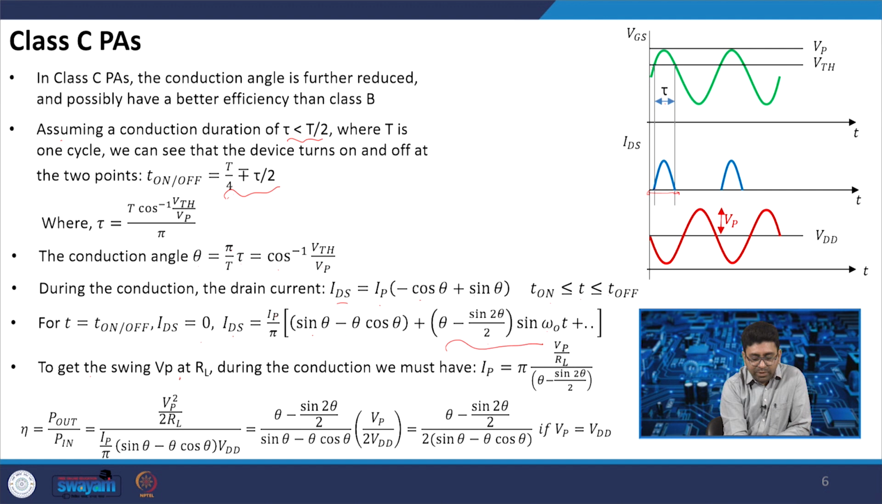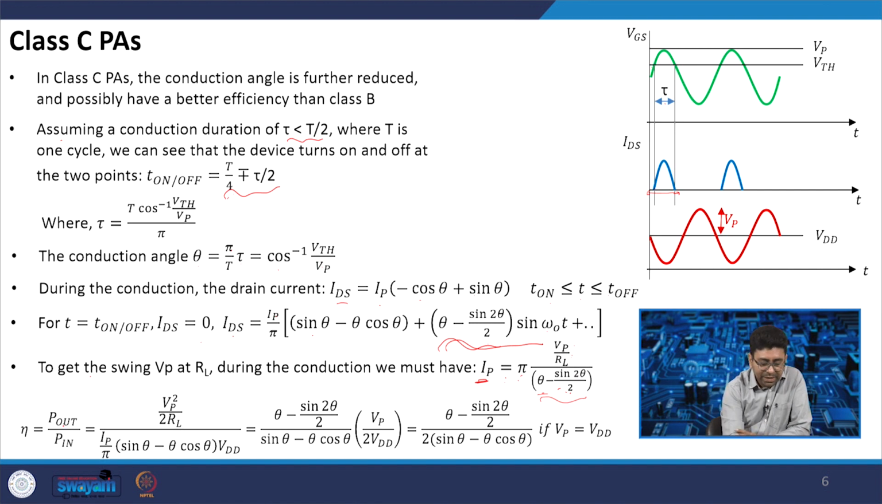So, to get the swing Vp at the RL during the conduction, we must have Ip equal to pi into Vp by RL divided by theta minus sin 2 theta. As we have seen in class B, this is the fundamental tone we need to consider. So Ip is given by pi into Vp by RL by theta minus sin 2 theta by 2, because the current IDS is only provided during this period and it is divided by this term.